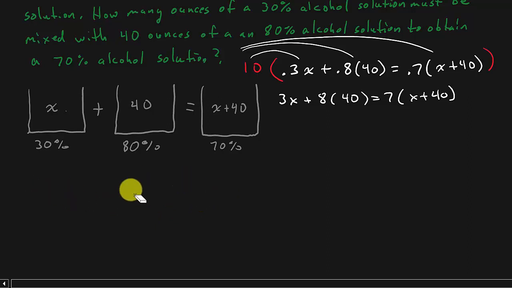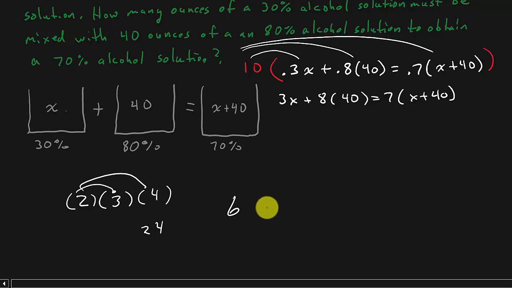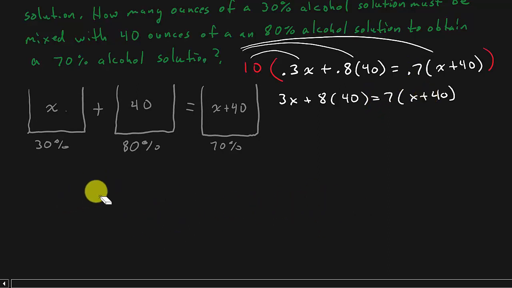Let's use some simpler numbers. What if I had 2 times 3 times 4? How would you multiply that? 2 times 3 is 6, and 6 times 4 is 24, right? You don't do 2 times 3 is 6, and then 2 times 4 is 8, and then multiply those and say it's 48, do you? So remember, this is 10 times 0.8 is 8, and 8 times 40. You see that? Same thing for this. 10 times 0.7 is 7, and then 7 times this. All right, that's how that works.